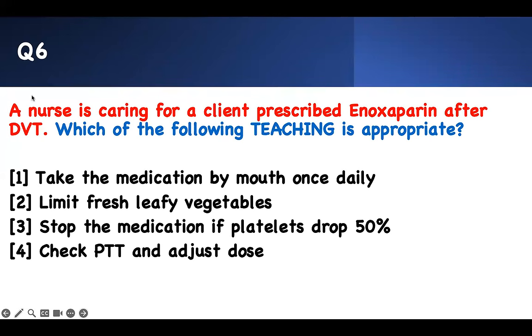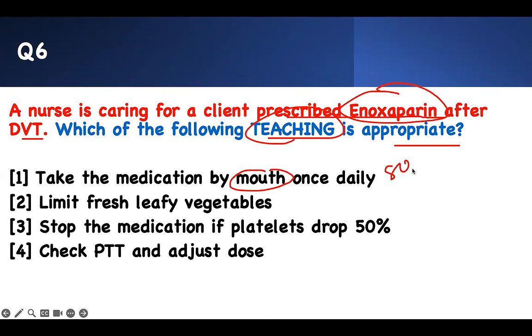A nurse is caring for a client prescribed Enoxaparin after DVT. Which of the following teaching is appropriate? Buzzword, Enoxaparin, which teaching is appropriate? Take the medication by mouth once daily. No, it's given as sub-Q. Limit fresh leafy vegetables. No, it's not Coumadin. You don't need to change your diet. Stop the medication if platelets drop 50%.